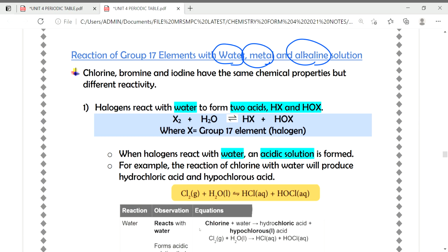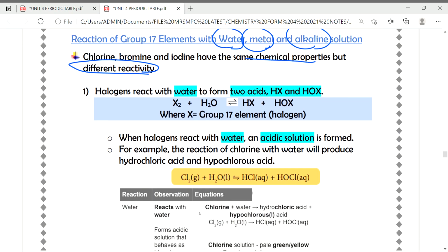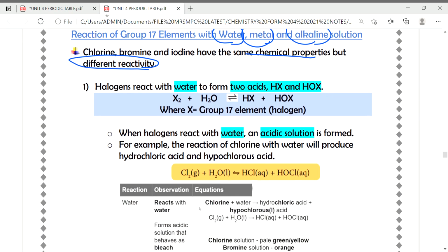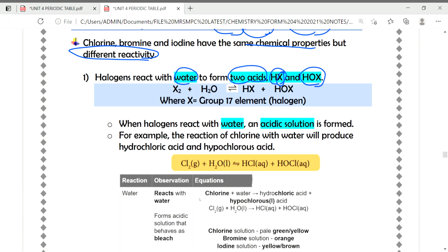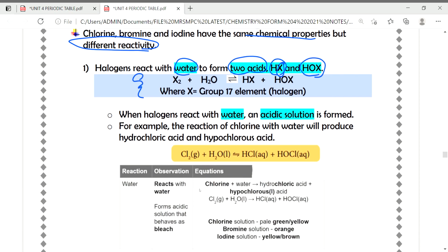Okay, so chlorine, bromine and iodine have the same chemical properties but different reactivity. So kita nak tengok kat sini, first, halogen react with water will form two acids. So satu HX macam ni, X ni adalah referring to group 17 lah, contoh Cl, so X ni Cl lah. Yang satu lagi HOX. Ini adalah contoh chemical equations dia. Okay, contoh lah, when halogen react with water, an acidic solution forms sebab dua-dua acid kan.